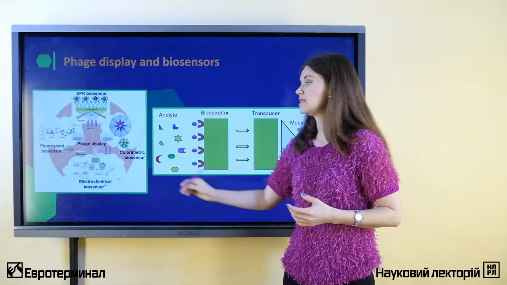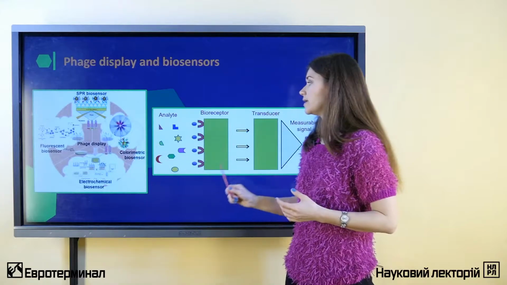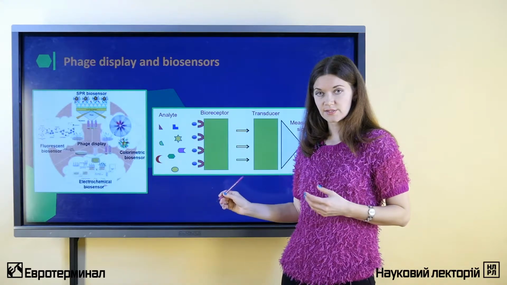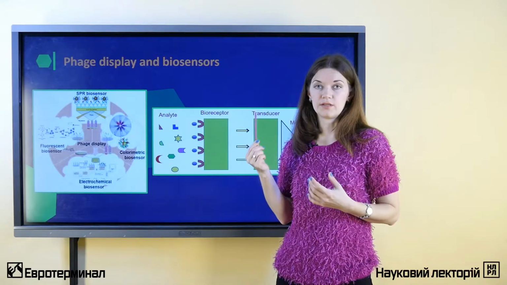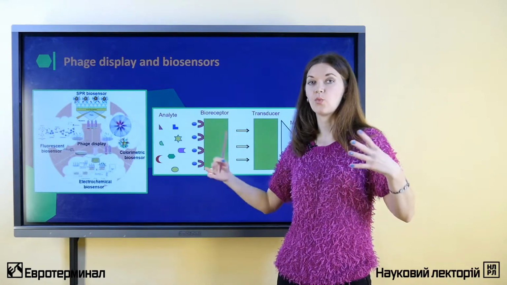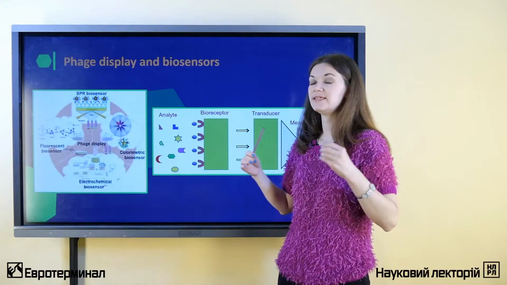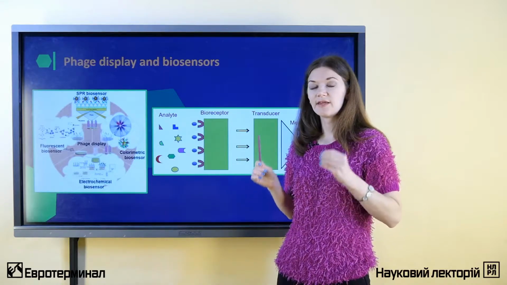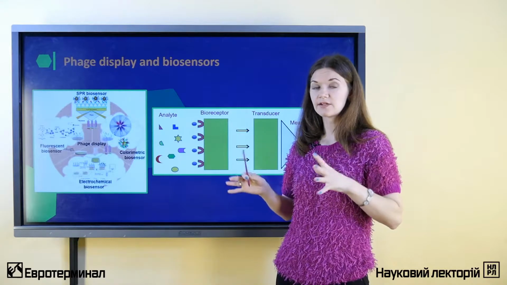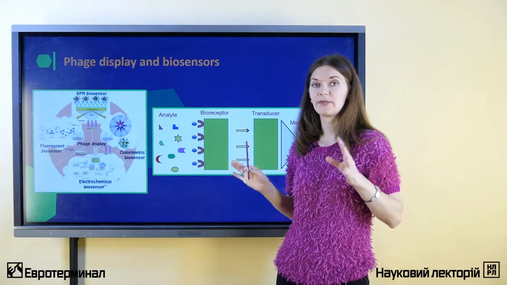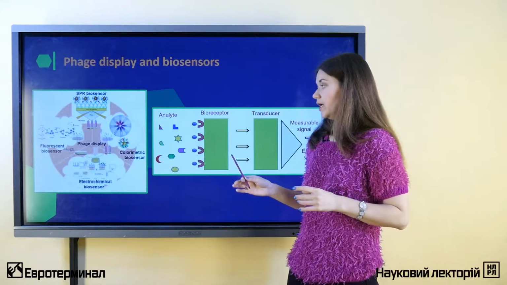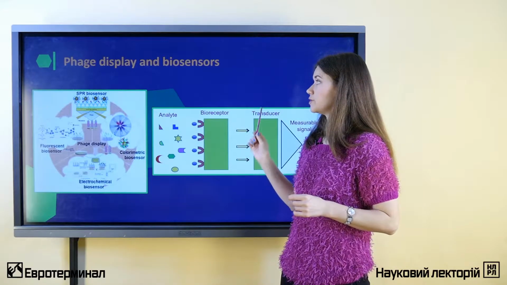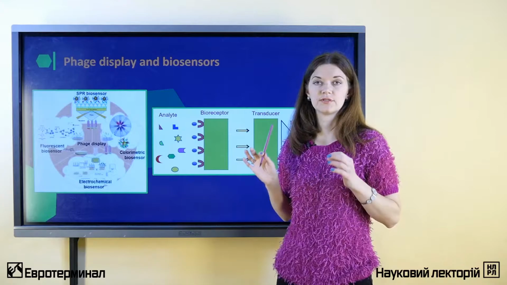For example, this phage display is widely used in the construction of biosensors because we cannot construct a biosensor with only one molecule. We need a lot of copies of one and the same molecule. And the easiest, the cheapest, and a very stable way to receive a lot of copies of any protein or peptide molecule is to use phage display. So, as we go on, we turn to biosensors, and we have to say just a few words.